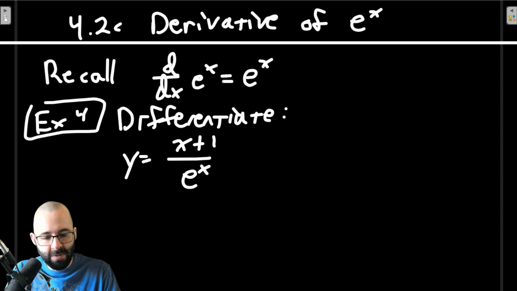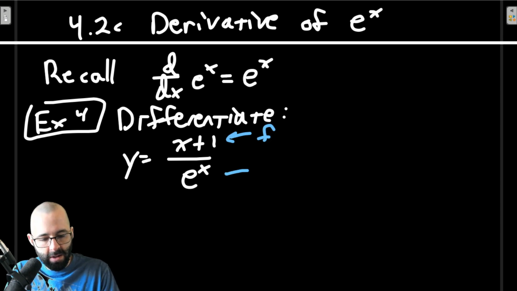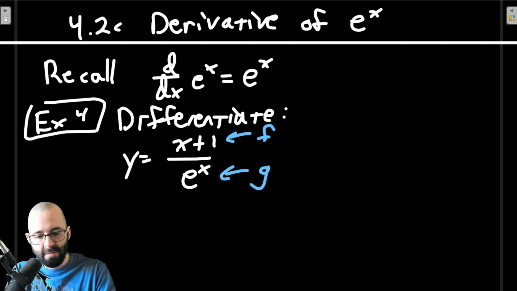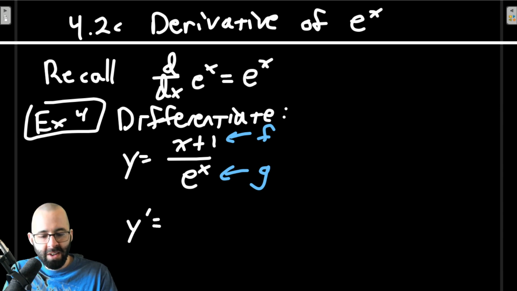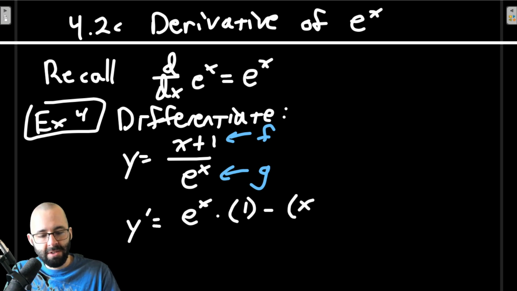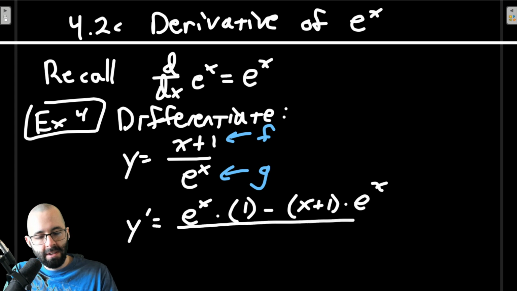So remember quotient rule. This will be our top. This will be our bottom. So y prime is equal to low d high minus high d low, square the bottom, and away we go. The low function's e to the x times the derivative of the high function minus the high function times the derivative of the low function. The derivative of e to the x is just itself, all divided by the low function squared.